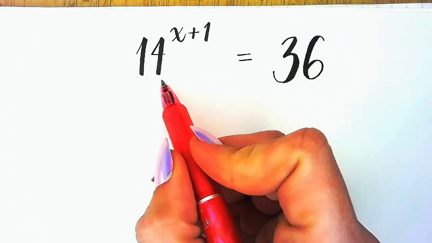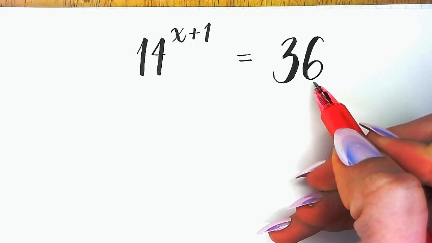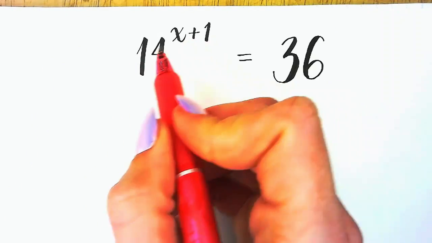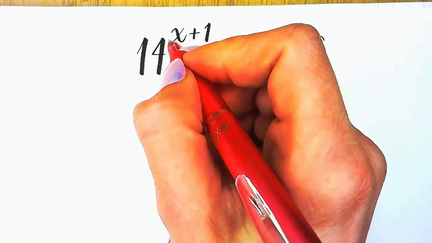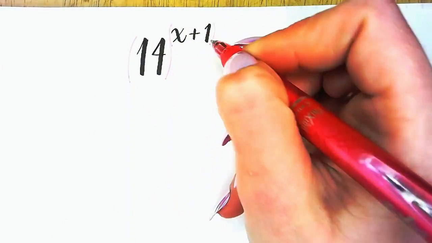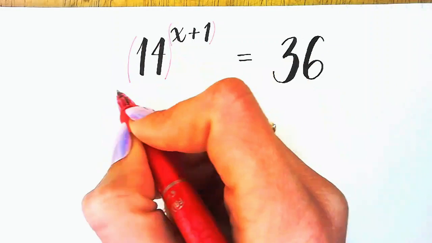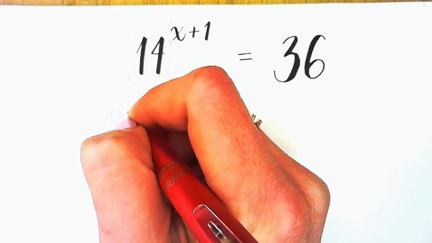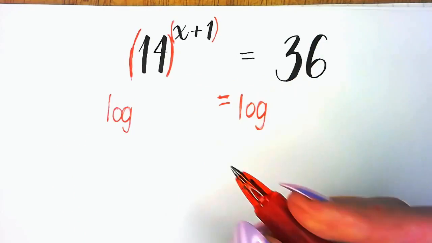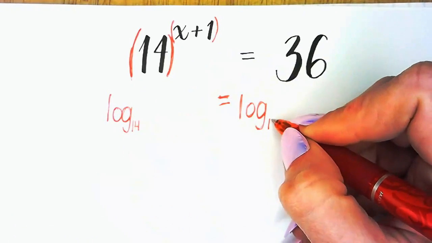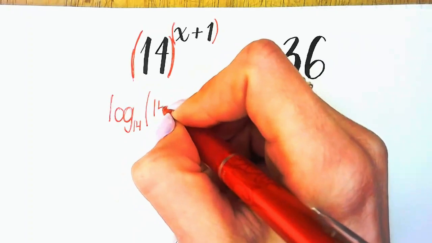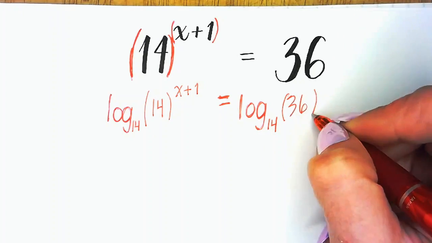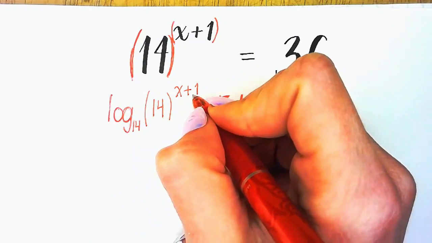Our third example, we have 14 to the x plus 1 equals 36. The last example, we had to get rid of an 8 that was out front, separated from the b to the x with an addition sign. Here, I do have my base raised to the power, but it's really already alone. I don't need to bring anything over before I go and switch up and use log. So now I'm going to take the log of both sides. What base should the logarithm have? The log should have a base of 14, the same as the exponential. Log base 14 of 14 raised to the x plus 1.